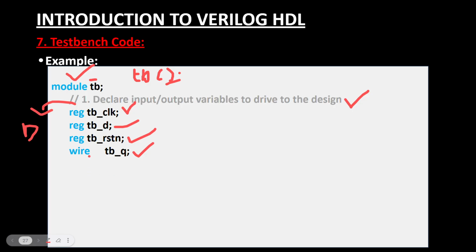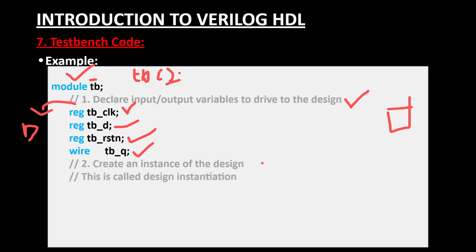Next, create an instance of the design. So we must create the instance, module instantiation. I have told you, right, we have to use some modules. We used the full adder in the ripple carry adder, like that I told, right. So we must instantiate the design code which I have written in the TB. This is called design instantiation.